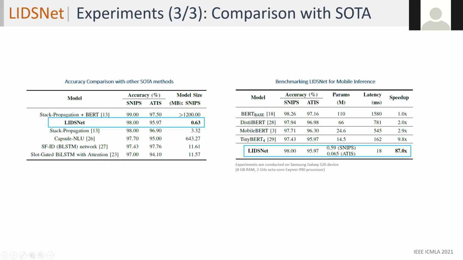Also, we benchmark our model's latency against fine-tuned BERTs. Model inferencing experiments shown here are conducted on the Samsung Galaxy S20 device. We can see that our model has a maximum inference time of only 18 milliseconds, which is 87 times faster than BERT-based and roughly 30 times faster than MobileBERT.